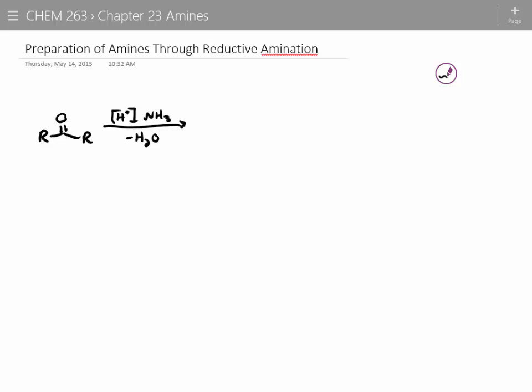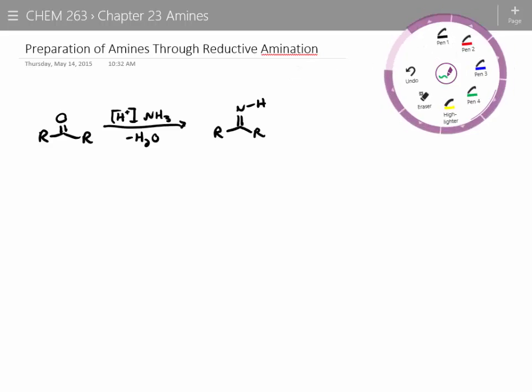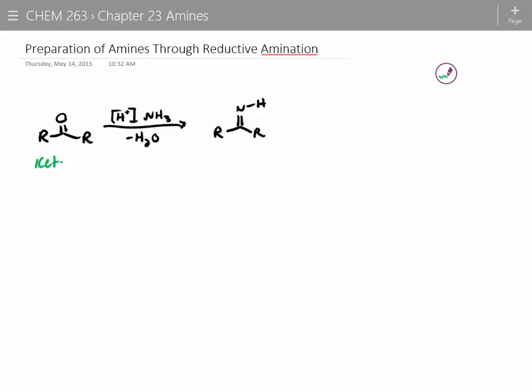This is from our aldehyde and ketone chapter. We've got a primary amine, an imine. So in this case, we would get our imine. So this will work with either a ketone or an aldehyde.